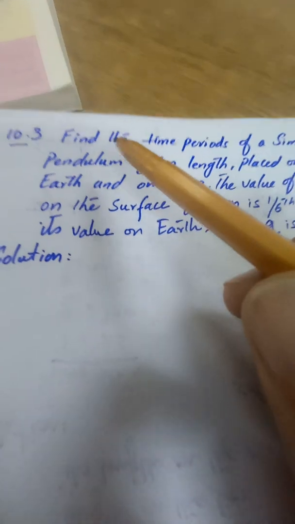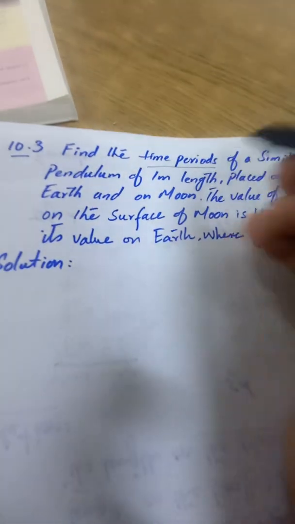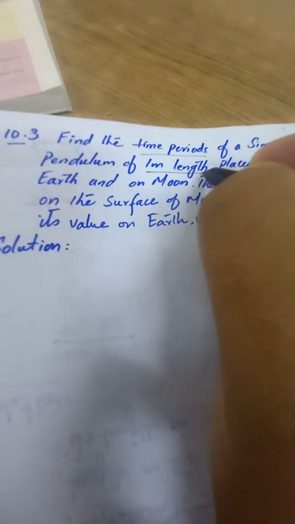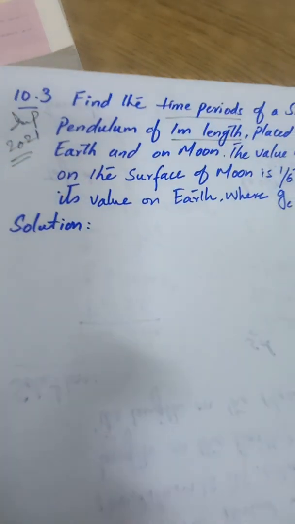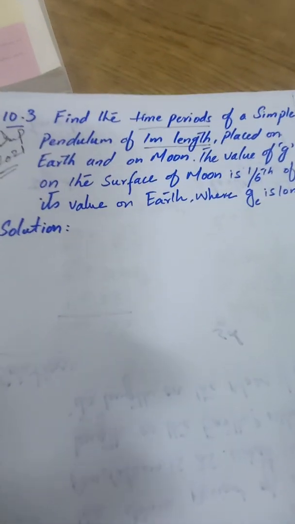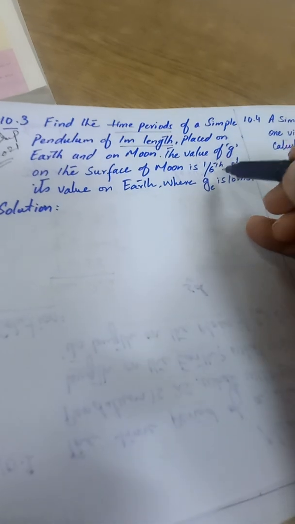In this problem, the statement is: find the time period of a simple pendulum whose length is 1 meter. This is a most important numerical and is from the FBISE 2021 paper. Placed on the earth and moon, the value of g on the surface of the moon is 1/6 of its value on the earth, and the value of g on the surface of the earth is 10 meter per second square.